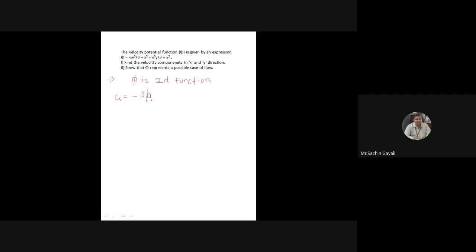It is a negative scalar function of space and time whose negative partial derivative with respect to any direction gives the velocity component in that direction. So negative partial derivative. And v is equal to minus dou phi by dou y.